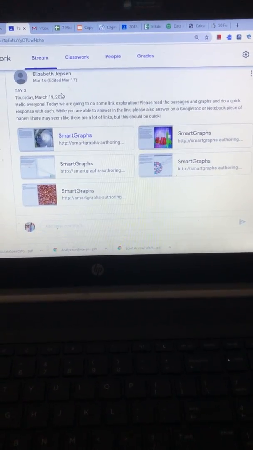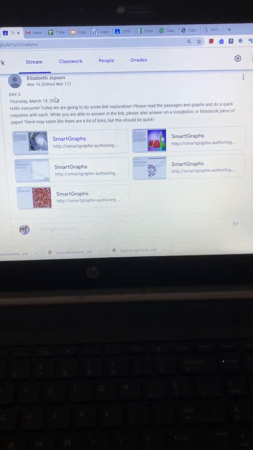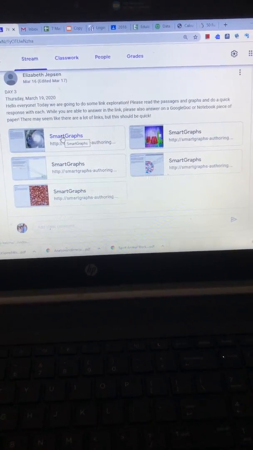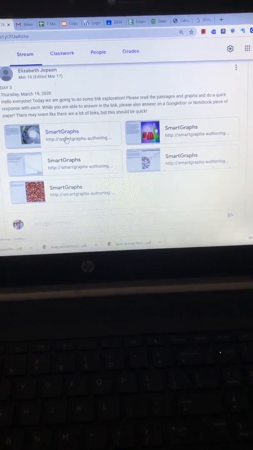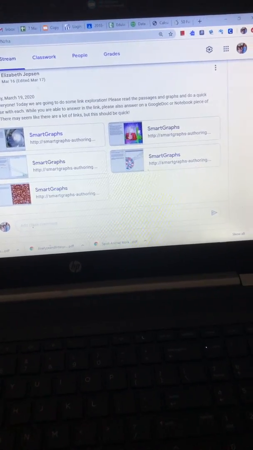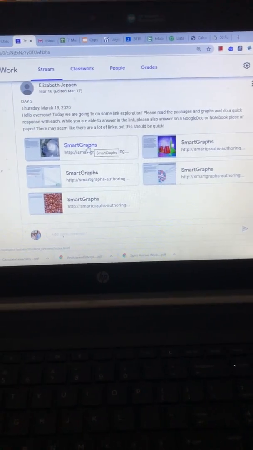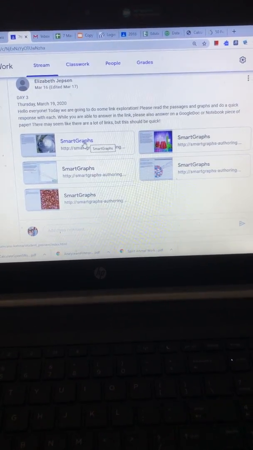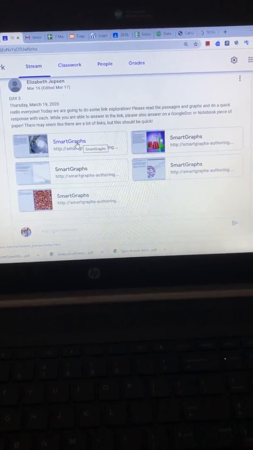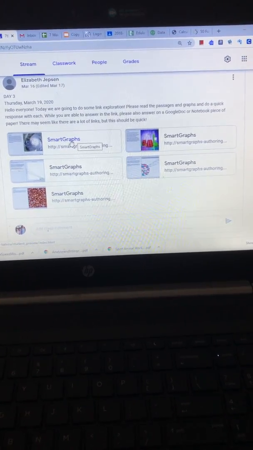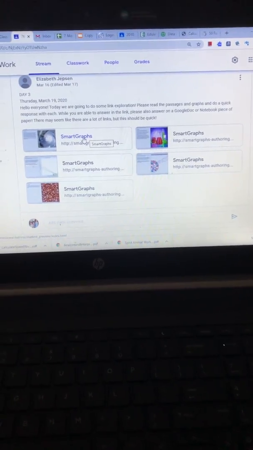Okay, so today we're doing these smart graphs. I will do this one with you, which is the Hurricane Katrina one. You should be able to do the rest. You need to have either a Google Doc open, ready to go, titled Smart Graphs, and then you need a piece of blank paper. Title it Smart Graphs.